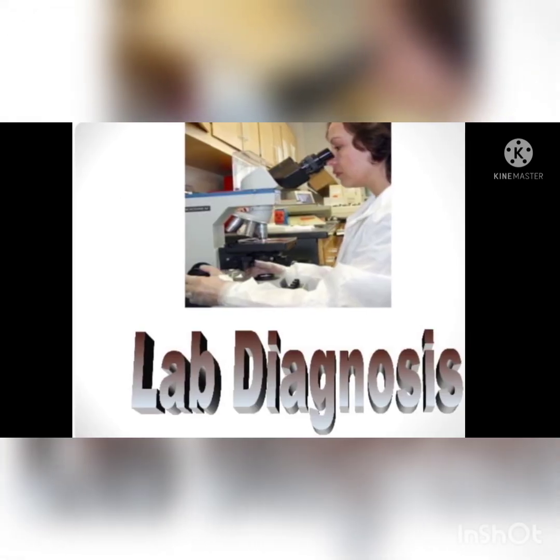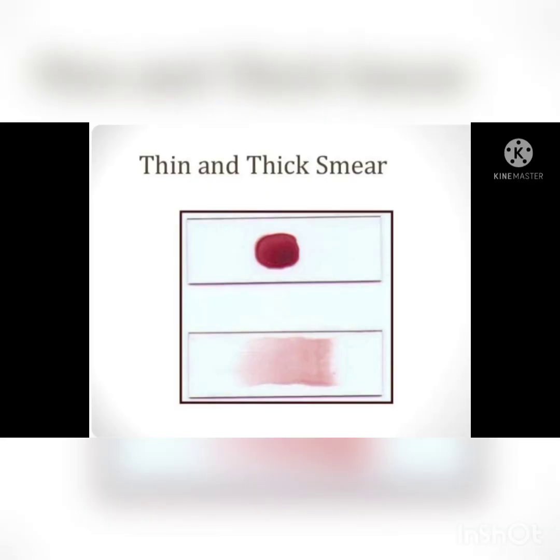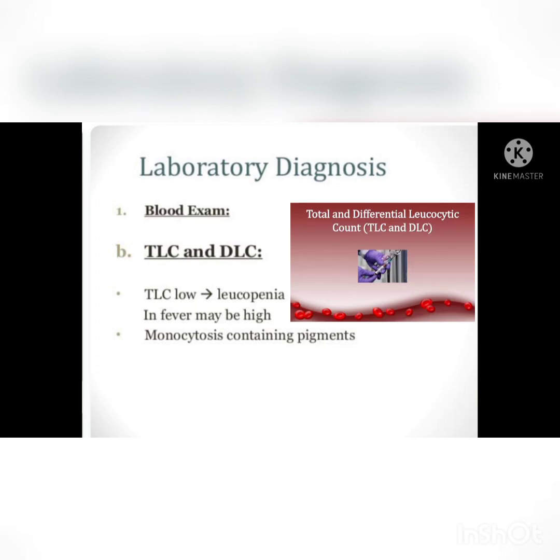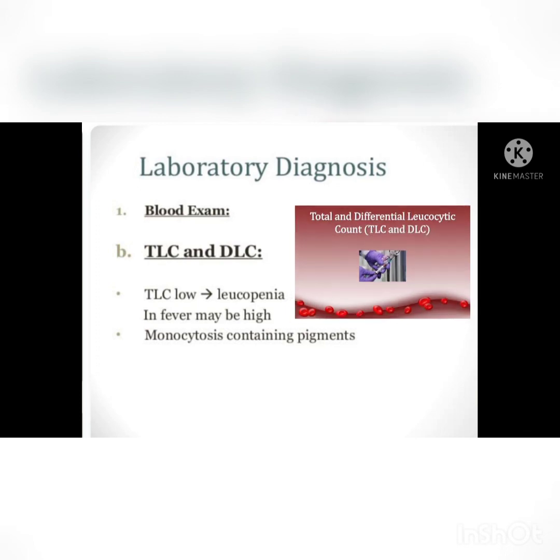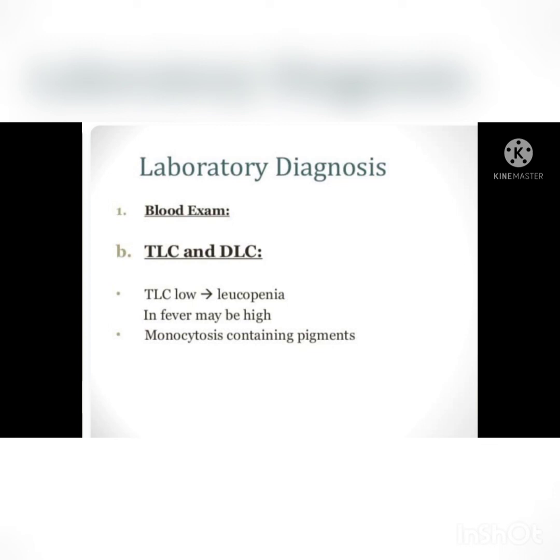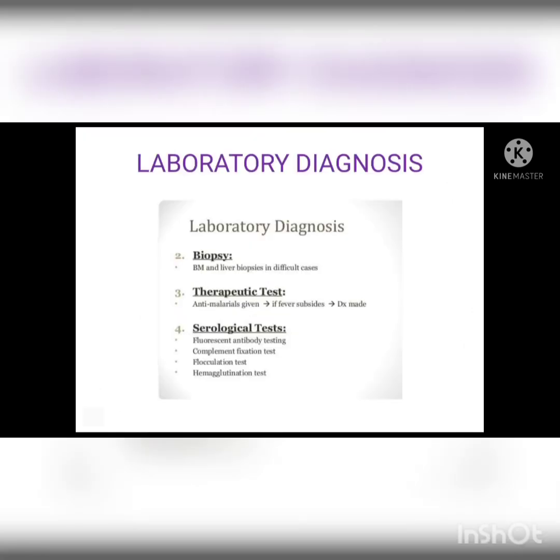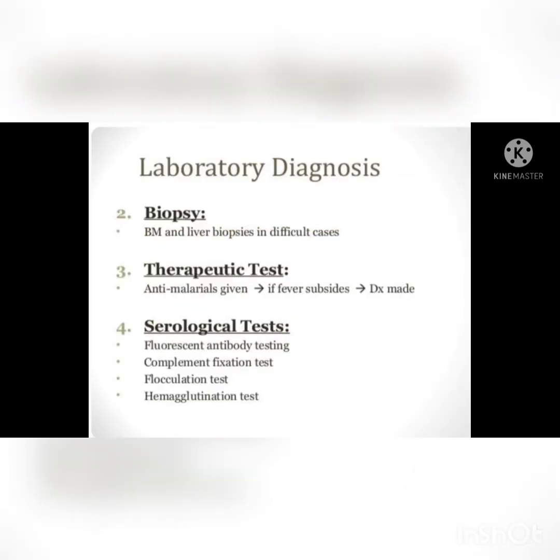Laboratory diagnosis includes thick and thin smear tests. Other laboratory diagnosis includes blood examination, TLC and DLC. In TLC, a low TLC causes leukopenia. Other diagnosis includes biopsy, therapeutic tests, and serological tests like fluorescent antibody test, complement fixation test, flocculation test, and hemagglutination tests.